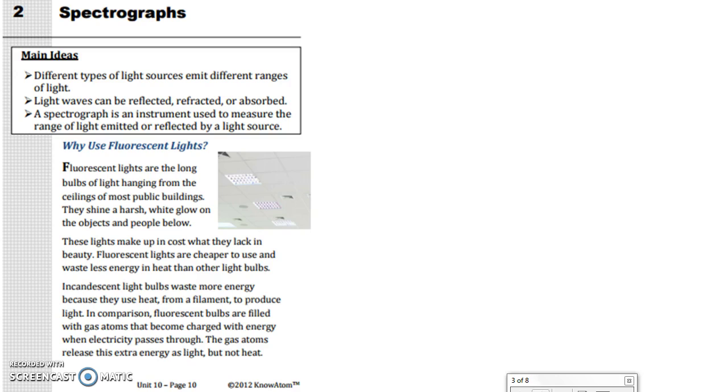Incandescent light bulbs waste more energy because they use heat from a filament to produce light. In comparison, fluorescent bulbs are filled with gas atoms that become charged with energy when electricity passes through. The gas atoms release this extra energy as light, but not heat.